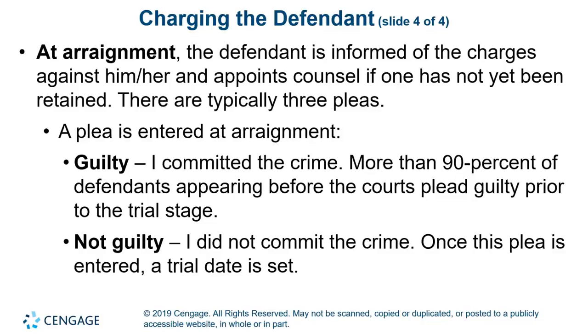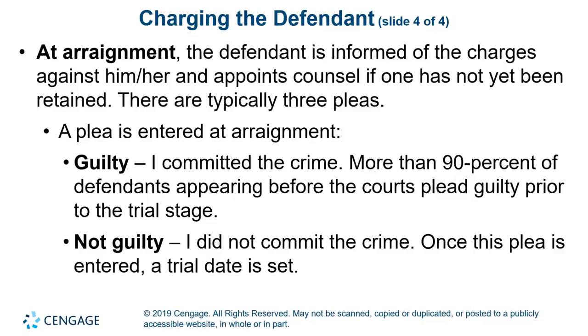Now, after an indictment or information is filed following a grand jury or a preliminary hearing, because there could be either or, an arraignment takes place before the court that will try the case. At the arraignment, the defendant is informed of the charges against them and the court will appoint counsel if one has not yet been retained. At this stage, you will also enter a plea. It's going to be one of three typically.